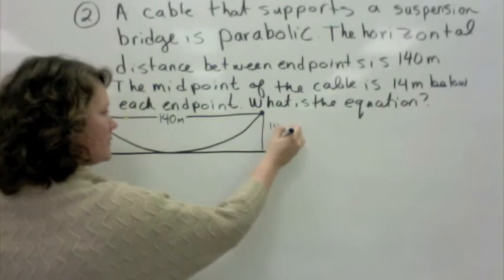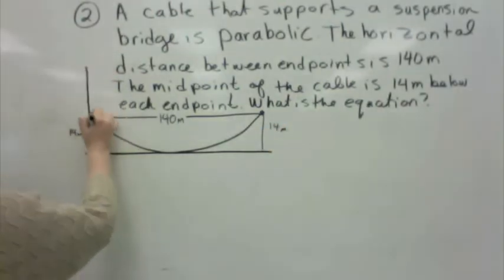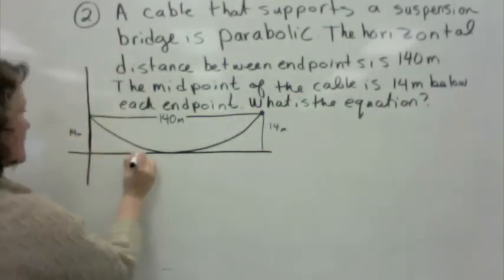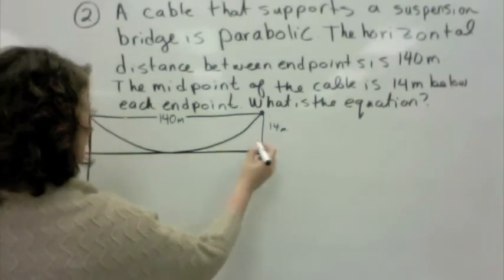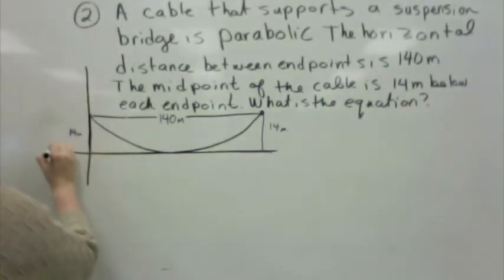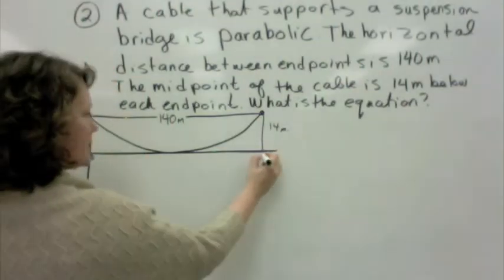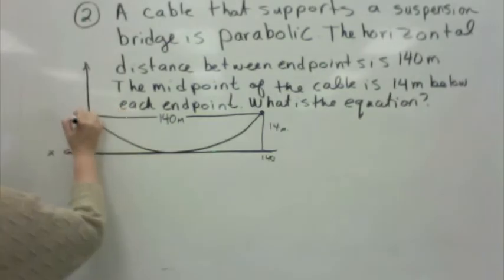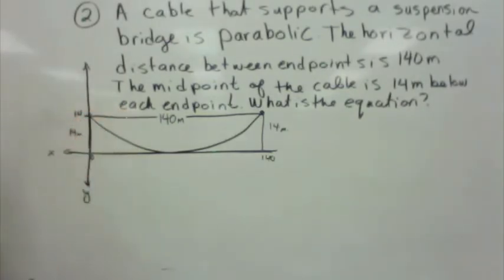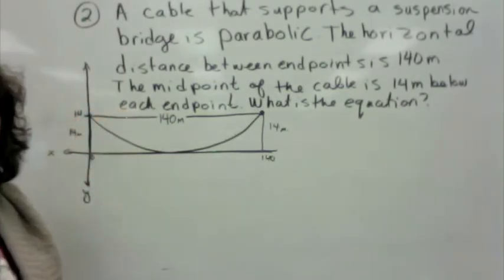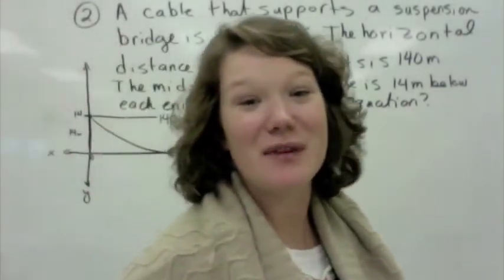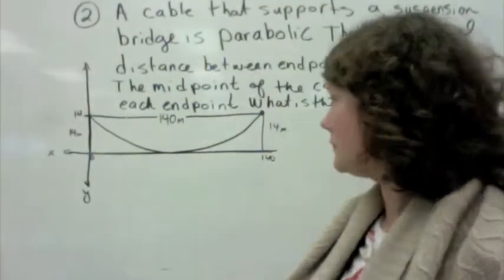What we can do is assume, these are the assumptions that we're making, that this is going to be our x, this is going to be our y, so then this would be 0, this would be 140, and this would be 14 right here. Okay, so this is looking a little bit familiar. It looks like there's something here that we can actually work with.